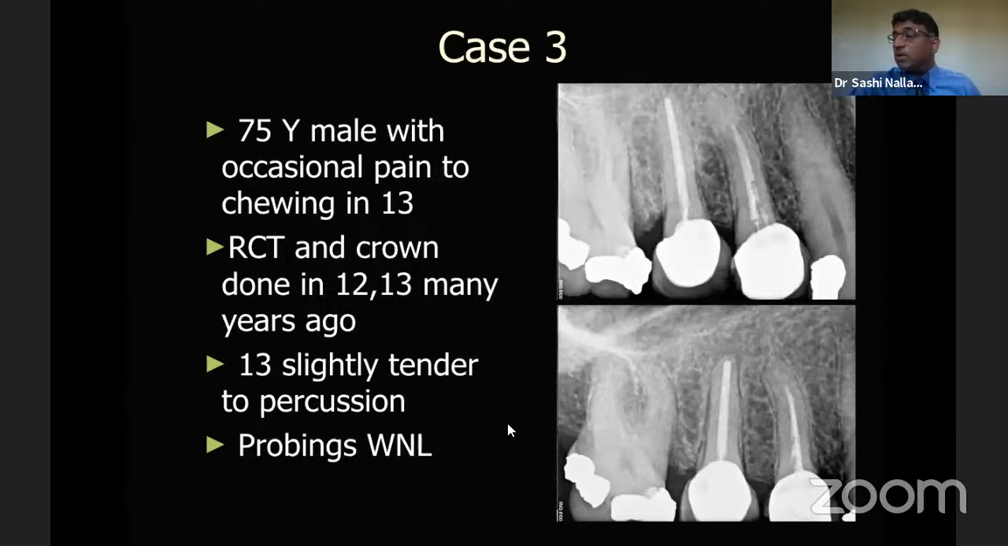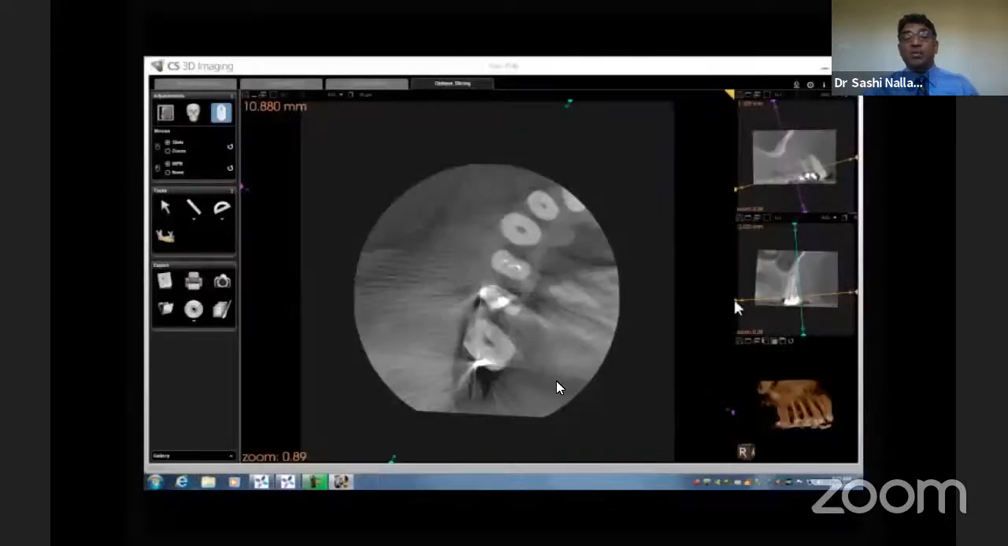So let's look at a case here. What we're looking at is a 75-year-old male with occasional pain to chewing in number 13, which is this tooth here, the second premolar. Root canal and crown were done many, many years ago in both these teeth. When I tested, number 13 is slightly tender to percussion, but with probing, there are no pockets at all. So I'm thinking, okay, maybe there is a problem with a missed canal or something.